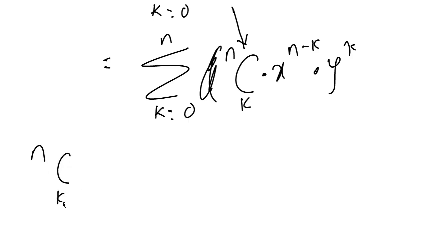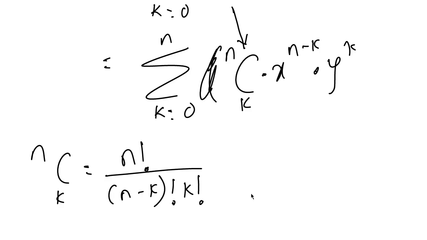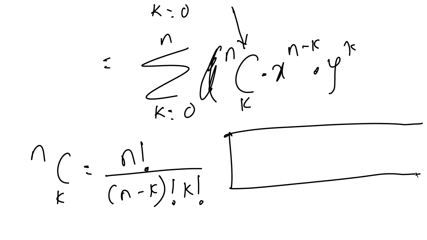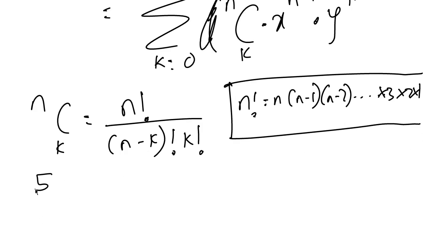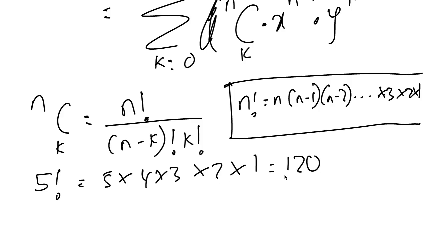So now n combination k is equal to what? n factorial over (n minus k) factorial times k factorial. And then you should know that n factorial is simply n times (n minus 1) times (n minus 2) down to times 3 times 2 times 1. It's not difficult. So let's say you are asked to find 5 factorial. What is 5 factorial? 5 times 4 times 3 times 2 times 1. 5 times 4 is 20, times 3 is 60, times 2 is 120. That is 5 factorial.